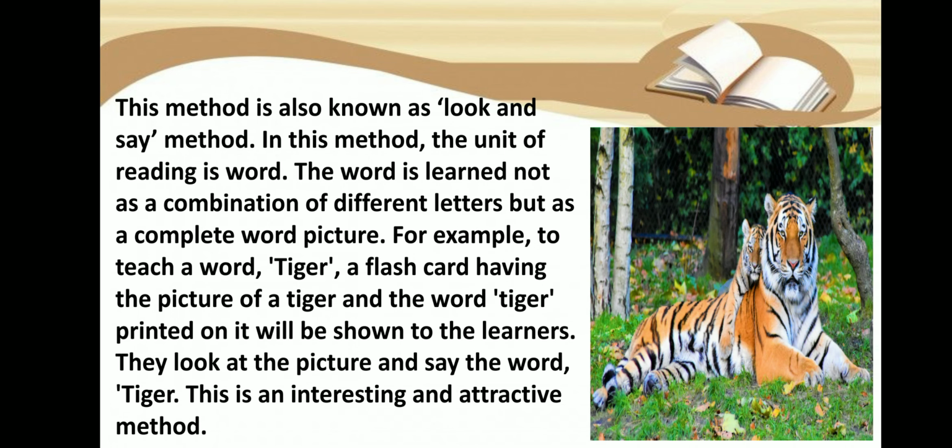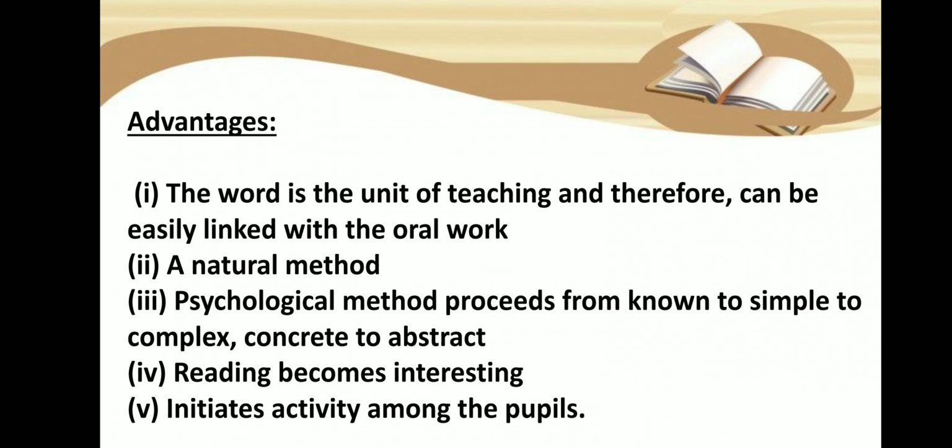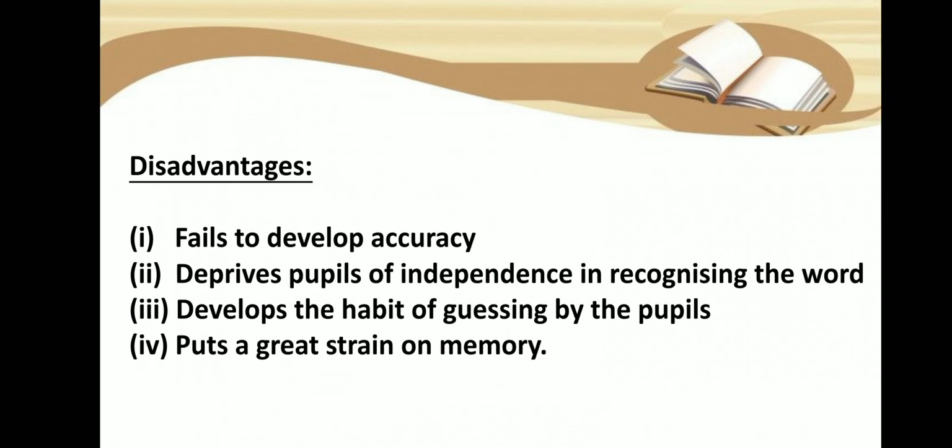This method is also known as look and say method, because in this method the unit of reading is word, and the word is learned not as a combination of different letters but as a complete word picture. For example, to teach the word tiger, a flashcard or chart having the picture of a tiger and the word tiger printed on it will be shown to the learners. They look at the picture and say the word tiger. This is an interesting and attractive method. The advantages are it is a natural method and reading becomes interesting. The disadvantages are it fails to develop accuracy and puts a great strain on memory.